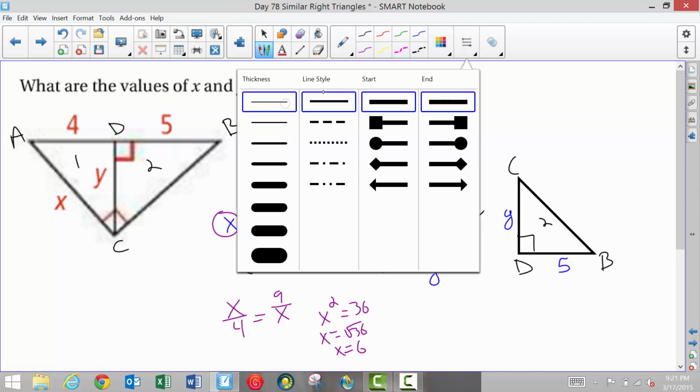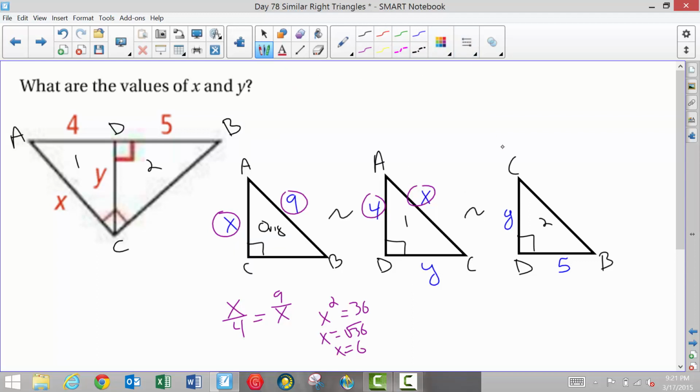I can solve for y by picking two triangles that contain y, and that's triangles 1 and 2. Therefore, the side ratios between triangles 1 and 2 will also be congruent. So y gets compared to 5, and 4 gets compared to y.